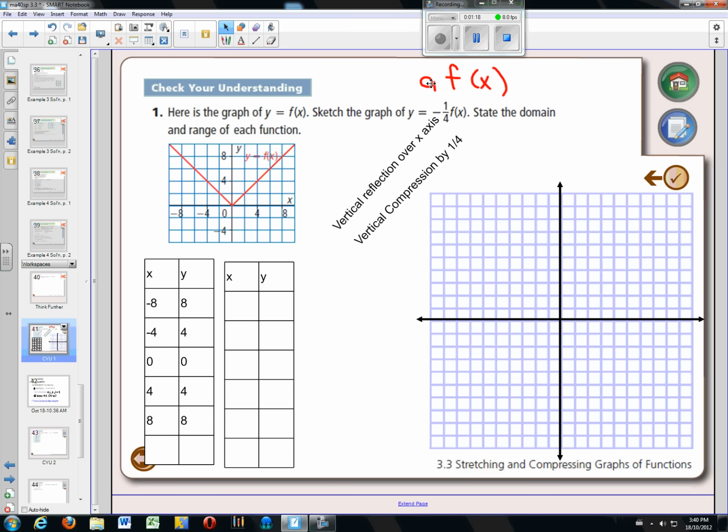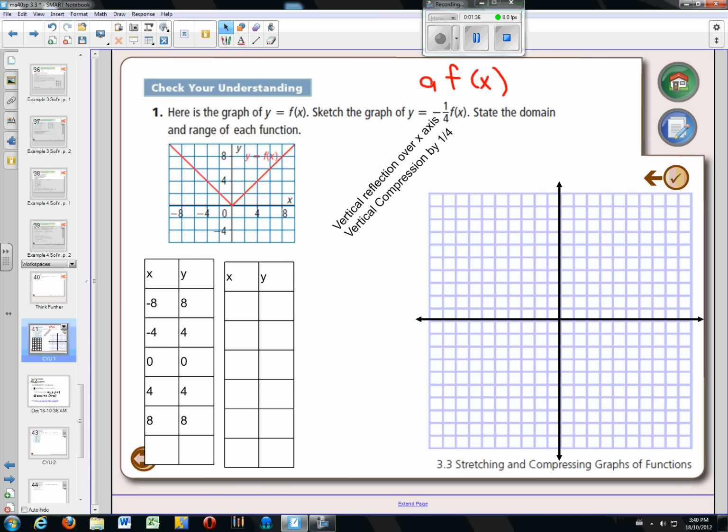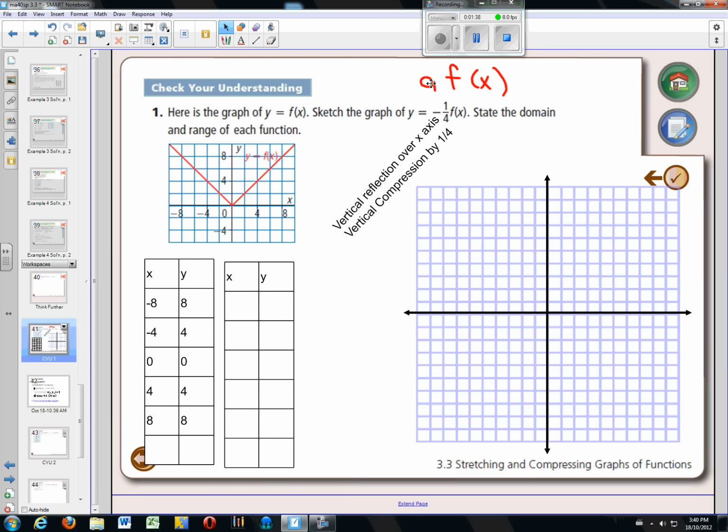Also, the 1/4 for a, if you look on your poster, that's a number smaller than 1. 1/4 for a means we are vertically compressing this graph. Vertical compression by 1/4. So both of these a value effects affect the y values because they're vertical effects. So I'm going to go to my new table and make the appropriate changes.